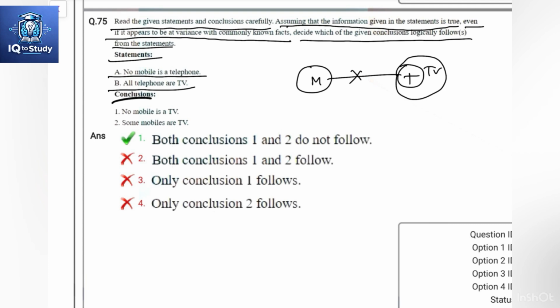So conclusion 1 is no mobile is a TV, which is false because it is possible but not definite. And conclusion 2 is some mobiles are TV. It is also wrong because no mobile is TV or some mobiles may be TV. It is possible but not definite. So both conclusions do not follow.